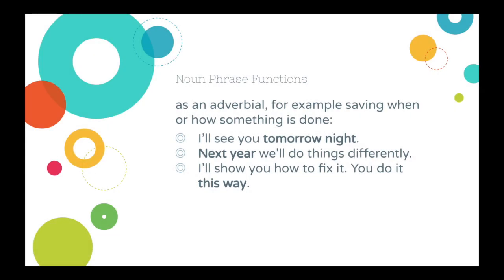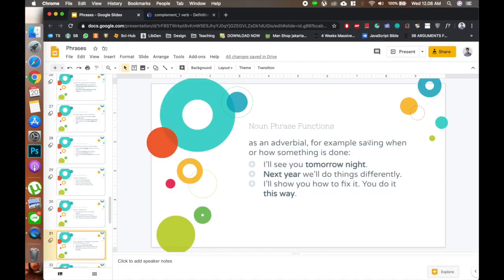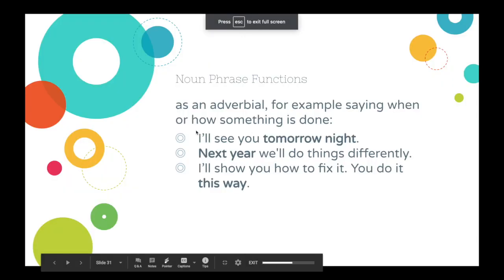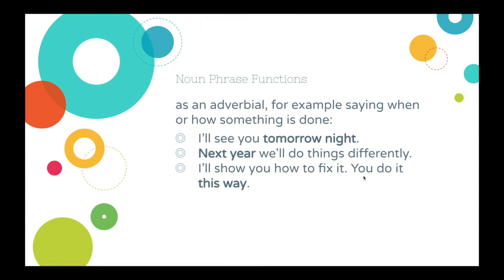Okay, and then it can also be used as an adverbial. For example, saying where or how something is done. I'll see you tomorrow night. Next year we'll do things differently. So again, it describes when or how, but it uses a noun: night, year, way, and so on.